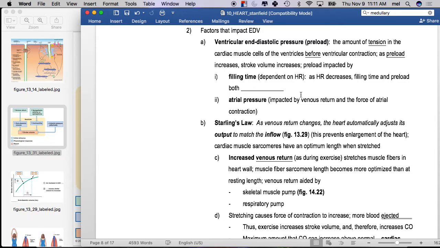Okay, this is pretty logical. How full your atria are determines what's going to go in your ventricles. And then also how strongly your atria contract will determine what goes into your ventricles. Does that make sense? So you've got your heart rate, your filling time, and your atrial pressure. Now, I have atrial fibrillation, okay? So I want you to figure out what happens to my stroke volume when I have a bout of AFib.